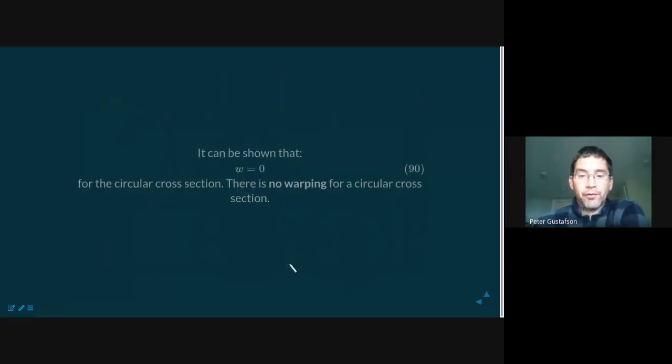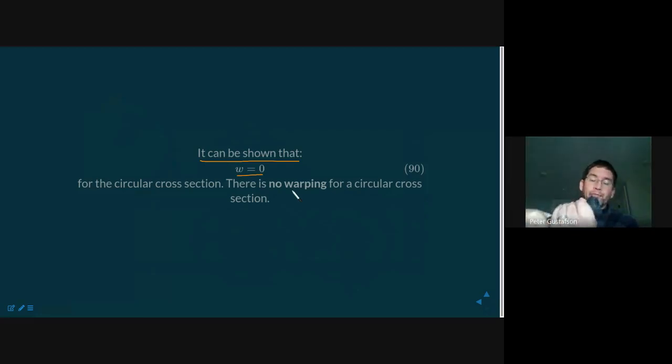Okay, so we're at the end of today's lecture. The last slide for this cross-section, that is a circular cross-section, it can be shown that W is equal to zero. There is no warping for a circular cross-section. However, this is, of course, not a general statement. There is warping for other cross-sections, as you would anticipate. Just a reminder what warping is, that's the z direction projection, right? So as I twist this thing, it's how much it moves in that direction within the cross section.